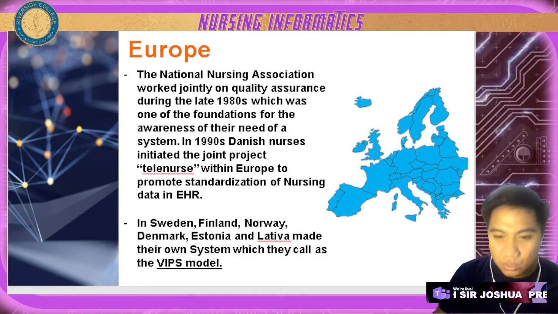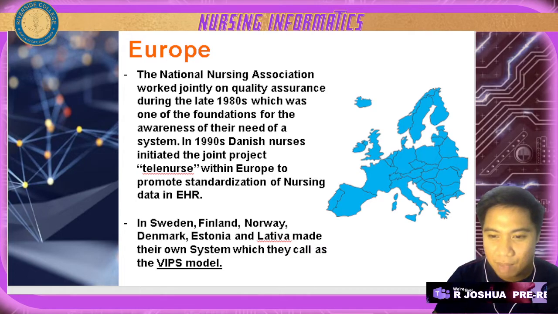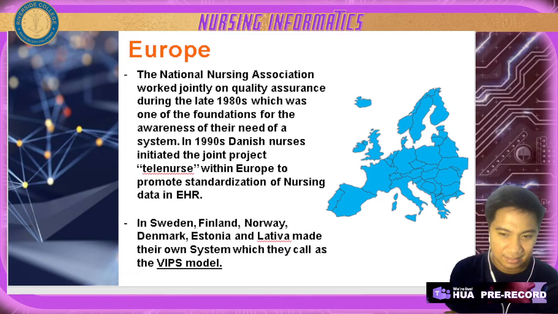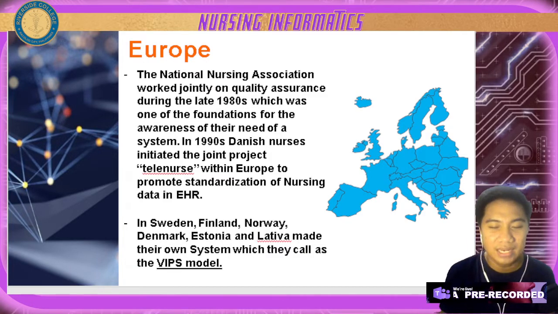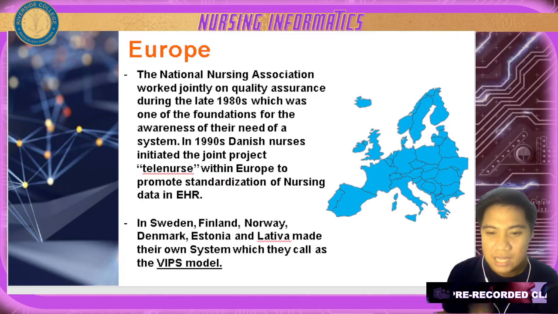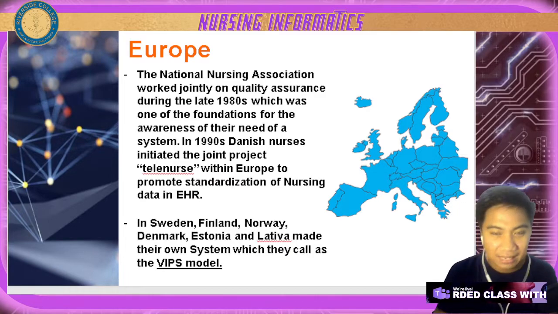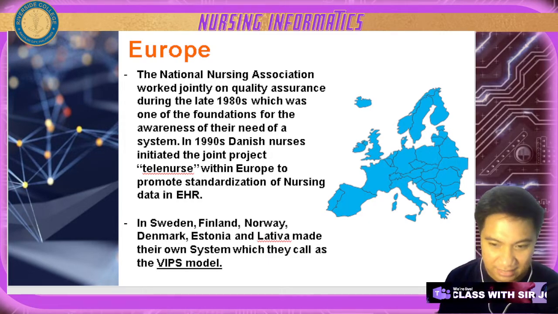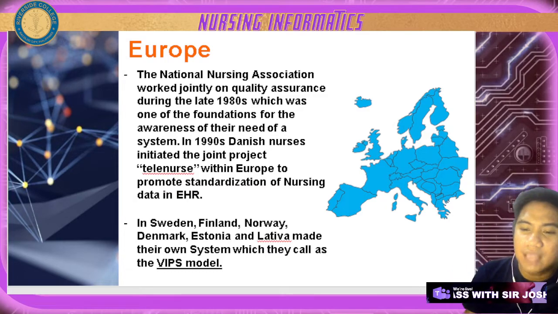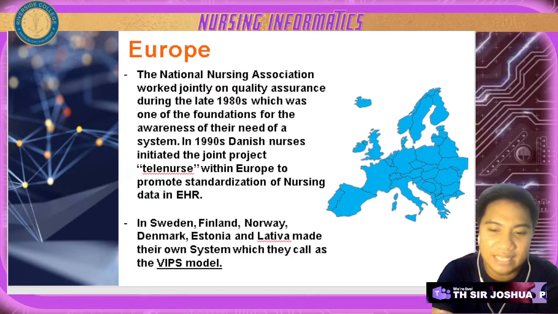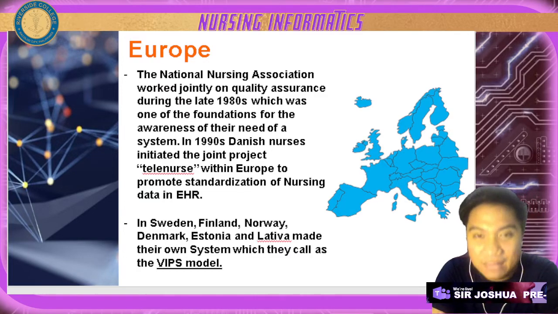Ayan. Sweden, Finland, Norway, Denmark, Estonia, and Latvia made their own system which they call the VIPS model. Na social pag ito ilaya nga system, yung tawag nila nga VIPS model. So the VIPS model is an acronym from the Swedish spelling of well-being, integrity, prevention, and safety. With the purpose of conceptualizing the essential elements of nursing care, identifying and clarifying, and facilitating systematic thinking and nursing recording.